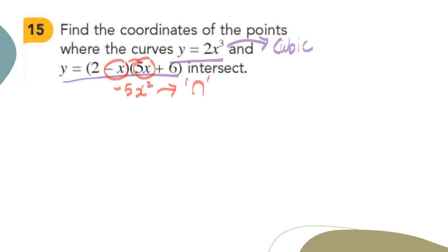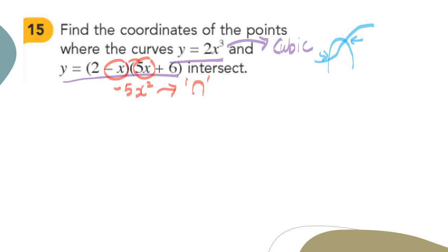So roughly, if you were to sketch both curves, it may look like this. You have a cubic curve and then an N-shaped curve. So this is a quadratic and your cubic curve will intersect at the 2 points there. Right, and we have to find the coordinates of these 2 intersection points. So how do we go about finding the coordinates of these 2 intersection points?